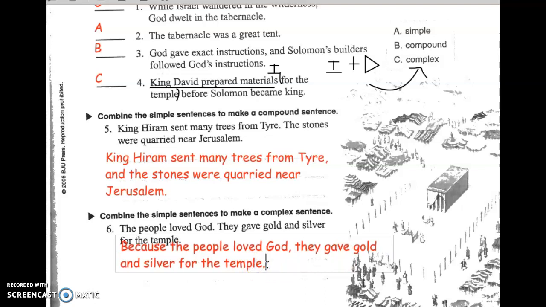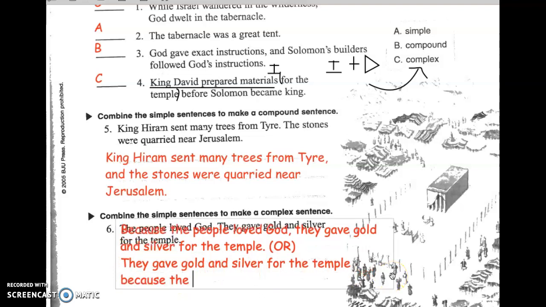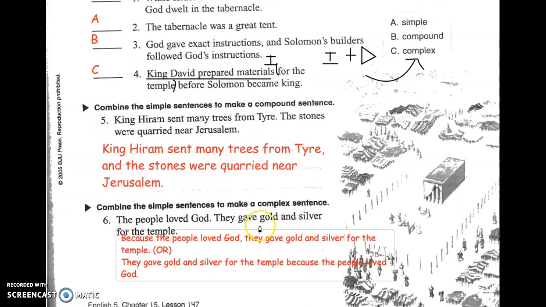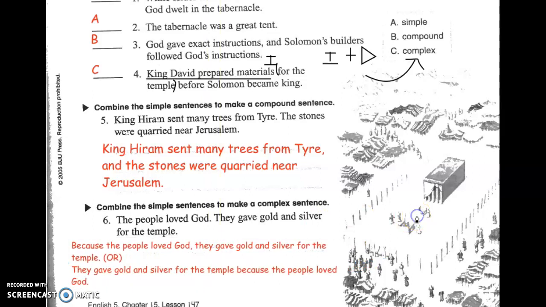Or the other option is they gave gold and silver for the temple. Do I need a comma? Nope, because this is independent. Because the people loved God. Let me make this smaller. So here are some other options for the complex sentences.